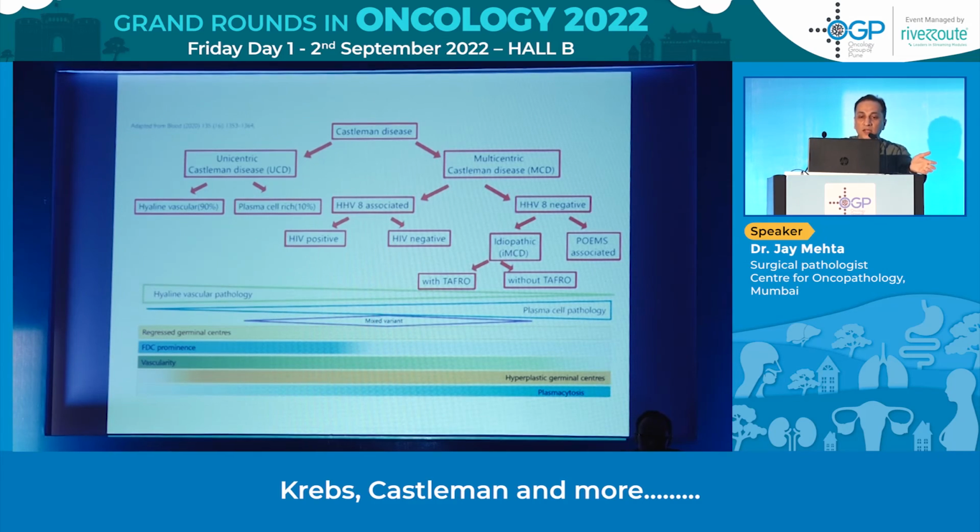On the left side is the hyaline vascular pathology. If you have the unicentric one, that has more of hyaline vascular disease with regressed germinal centers, FDC prominence and vascularity. And on the right side, you can have both regressed follicles versus hyperplastic follicles, but always you will see plasmacytosis in that.